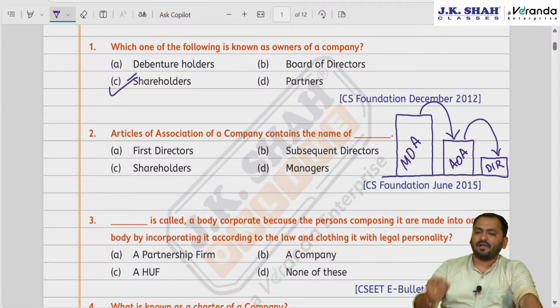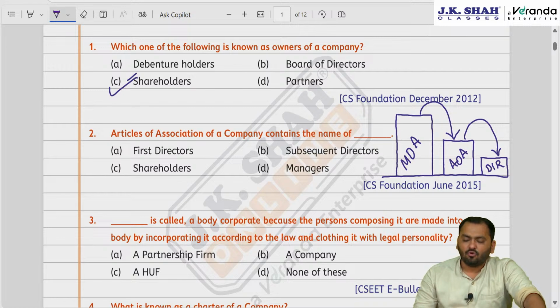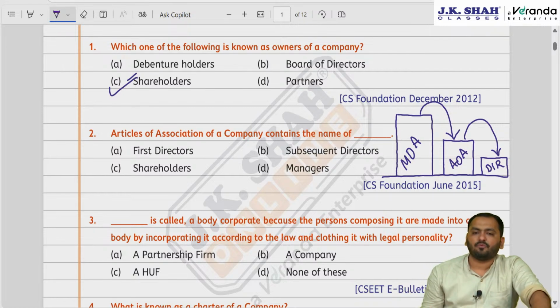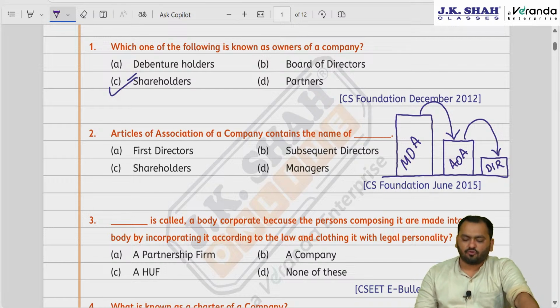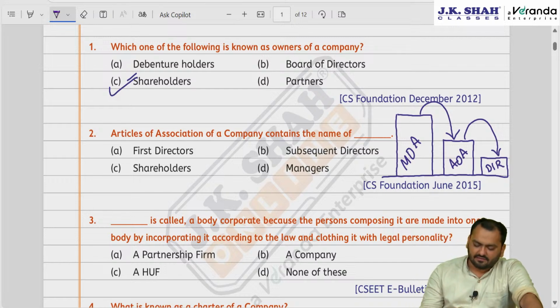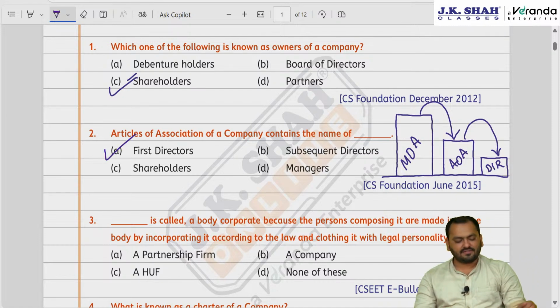And when we prepare the AOA, in that we have to mention who is the first director of the proposed company. Who is going to be the first director of the proposed company? So what is the answer? Yes, answer goes to the first director of the company. So answer is A, the first director of the company.